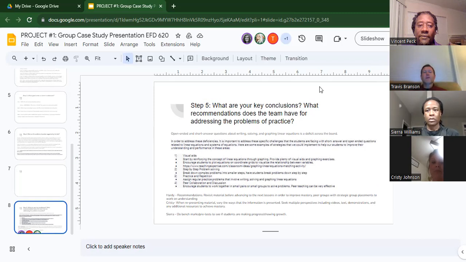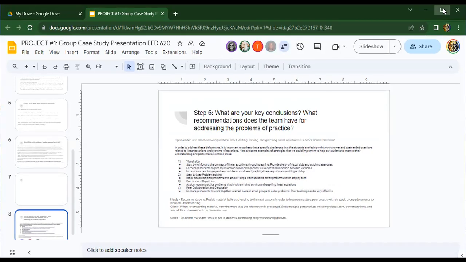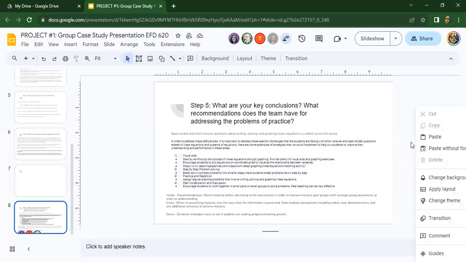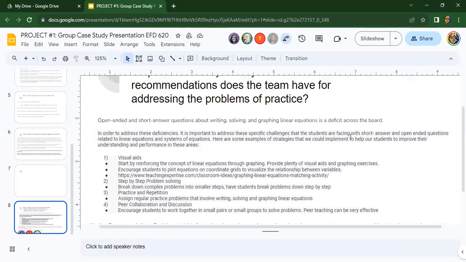The open-ended and short answer questions were, as we know, a problem. Solving and graphing linear equations is a deficit across the board. In order to address these deficiencies, it is important to address these specific challenges that students are facing with short answer and open-ended questions related to linear equations and systems of equations. Below, I'll put some examples that we could use in order to address this problem that Ms. Esperanza could use, or any of us could use.